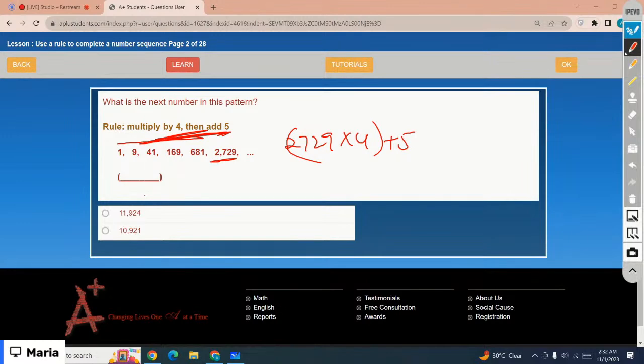2729 times 4 and add 5. So that would be 10,921. Option number B is the correct option. That would be 10,921. Option number 2 is the correct option.